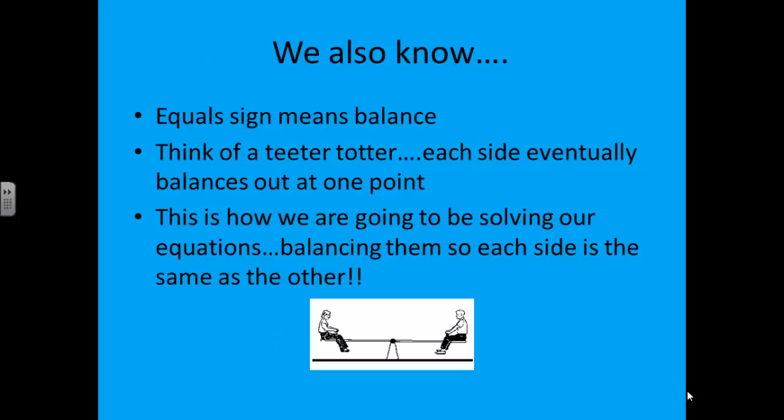We also have talked about the equal sign. The equal sign is there to show that an equation needs to be balanced. The equal sign is like the center of the teeter-totter, like right here. So each side has to be balanced. This is what I want you to keep in mind when we're solving our equations. We need to keep them balanced so each side is the same as the other.